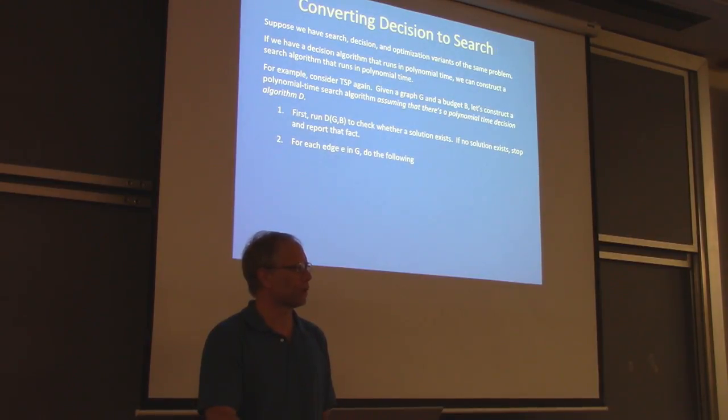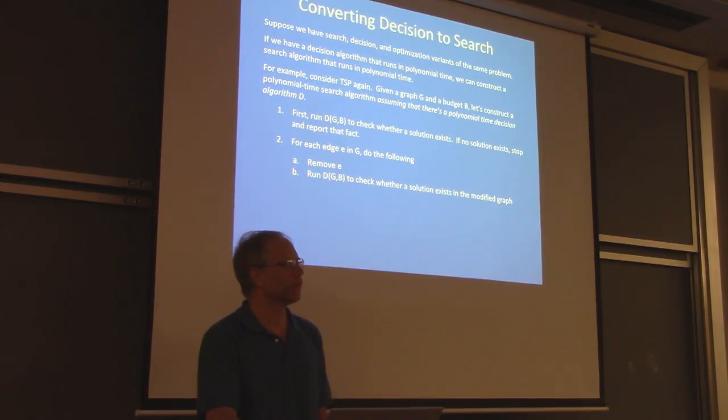Otherwise, we're going to do the following for each edge in the graph. We're going to take the edge out, and then we're going to ask, does this modified graph have a solution? Now, what if the answer is yes? Then that edge is not needed. But if the answer is no, then that edge must be part of a solution, and we better put it back in the graph. If the answer is yes, we leave it out because it doesn't seem important. If we keep doing this, in the end, the only edges left will form a Hamiltonian cycle with total weight at most b.